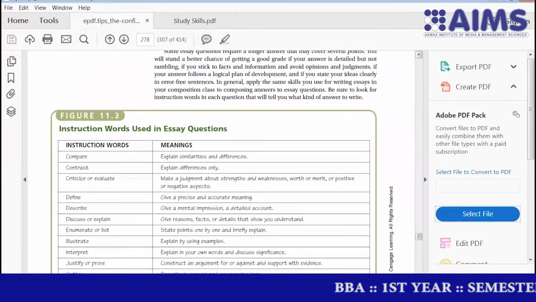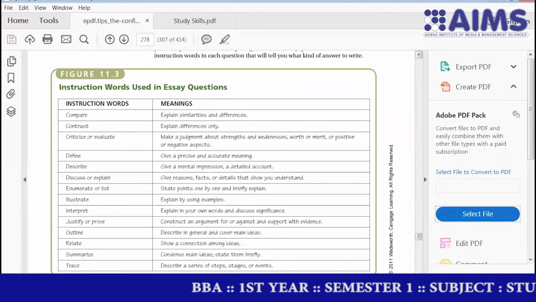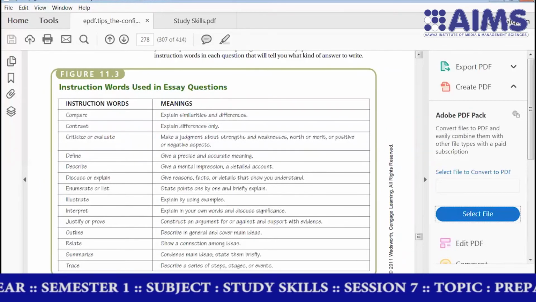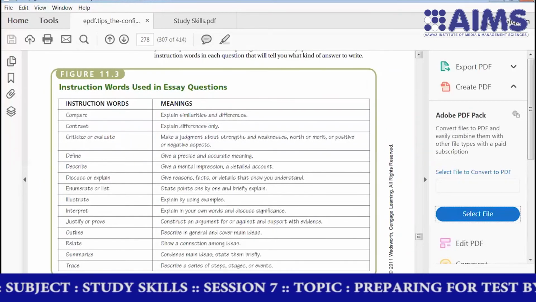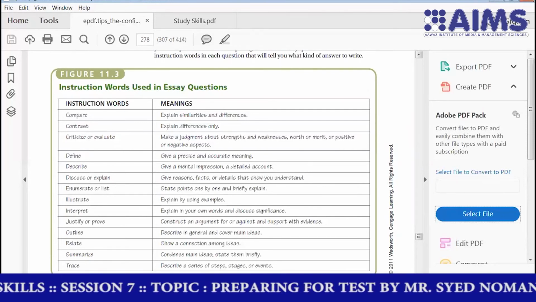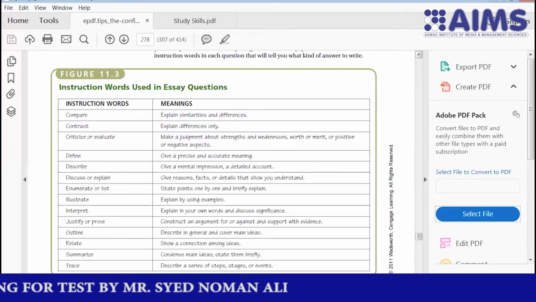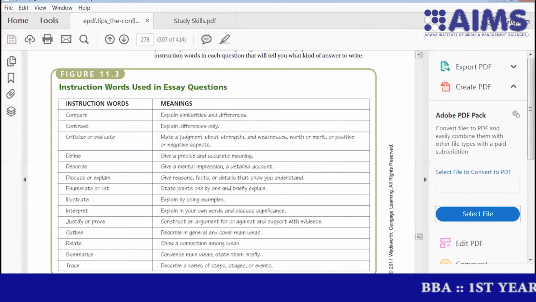So here are some instruction words, and you should keep memorizing them. When the examiner asks you to compare, it means mention the similarities and differences. If the examiner asks you to contrast, it means the opposite of it, so only the differences are mentioned there. Keep in mind that when we say compare, the similarities are also there.